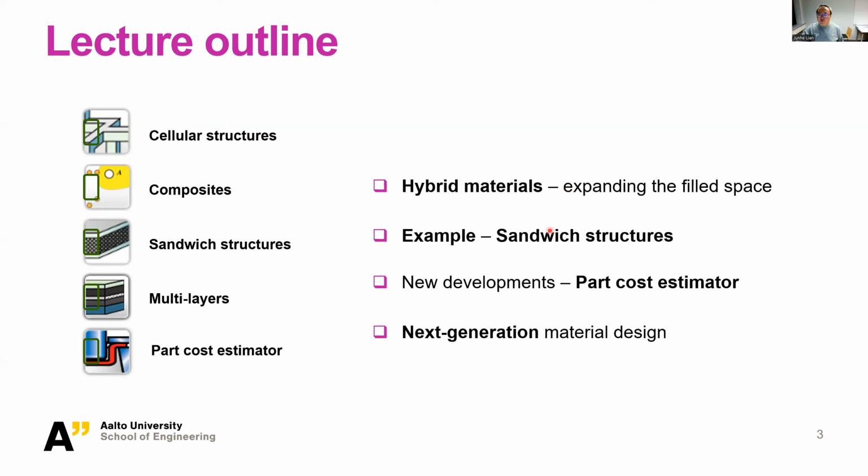Followed by that, I will give you one example of hybrid materials, which is sandwich structures. This is a type of structure you really often see in our daily life. And the third part is a part of the synthesizer I was mentioning, which is called the part cost estimator.